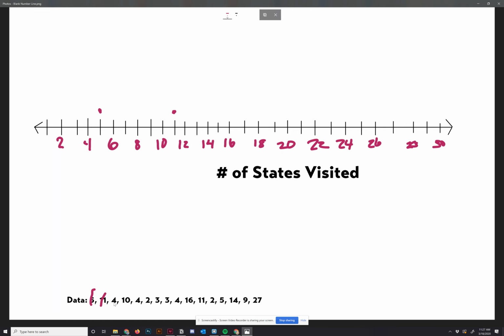My next number is a 4, so I'm going to come up to the 4 line and put a dot. Then I have a 10, so I put a dot on the 10. Now I have another person who's visited 4 states, so this time I come up to the 4 and put a second dot above it. Now we can see 2 dots above the 4, telling us 2 people have visited 4 states. I'm going to go up to the 2. The 3, I already see that I have 2 people who visited 3 states, so I'm going to put 2 on the 3. Another one on 4.